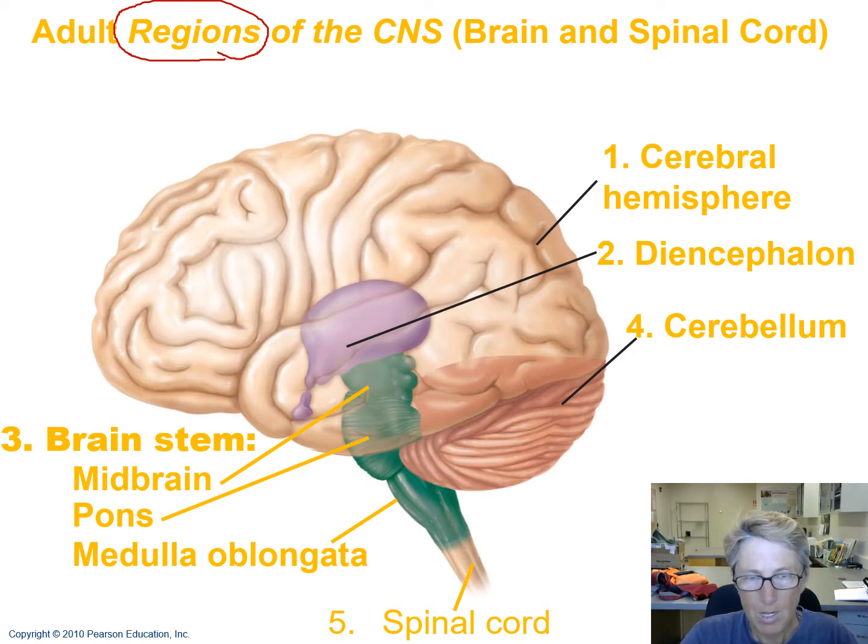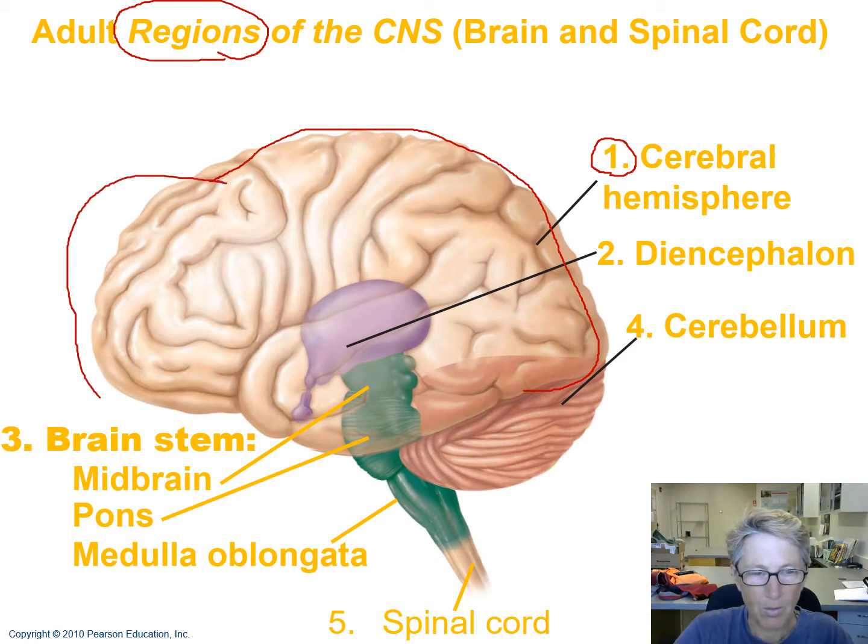So with that said, let's take a look at the regions of the CNS. The first one we'll look at is the cerebral hemisphere. All of this is the cerebrum. Oh, sorry, I didn't draw that very well, but all of this is the cerebrum. There are 2 parts to the cerebrum, called hemispheres. You have a right cerebral hemisphere and a left cerebral hemisphere. If you're looking at this diagram, you would be looking at the left cerebral hemisphere.